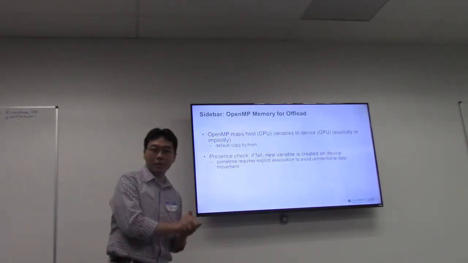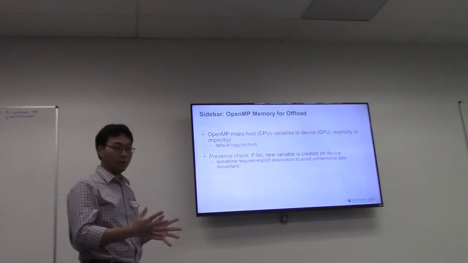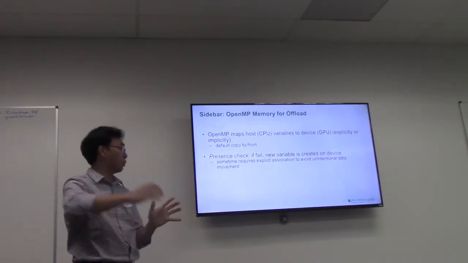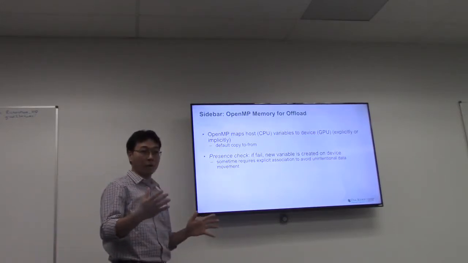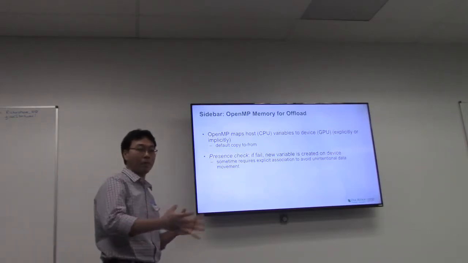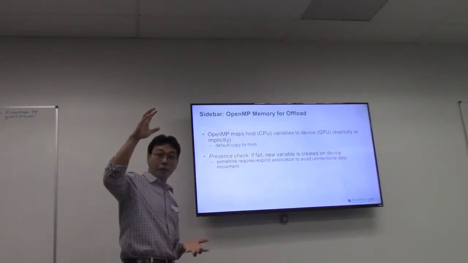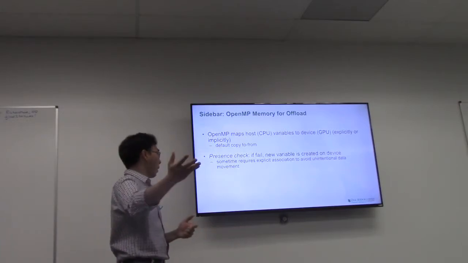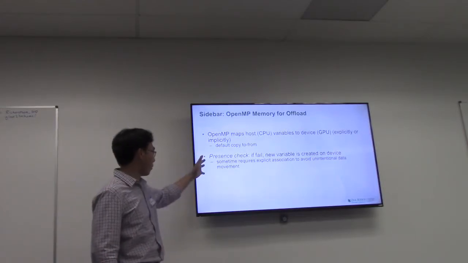This is just a sidebar. Probably most of us here are familiar with it, just to make sure we're on the same page. OpenMP maps the host variable on the CPU to the device variable either implicitly or explicitly, and by default you do copy to and from. There's this concept of present check with OpenMP. When you go into the OpenMP target, it looks at whether that variable exists on the GPU, and if not, OpenMP will create a new one and make a copy, depending on how you define your OpenMP target.